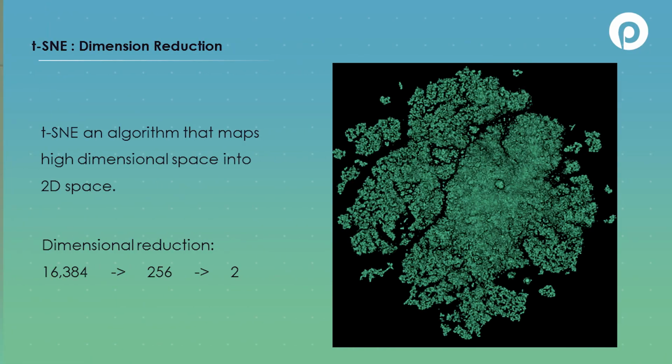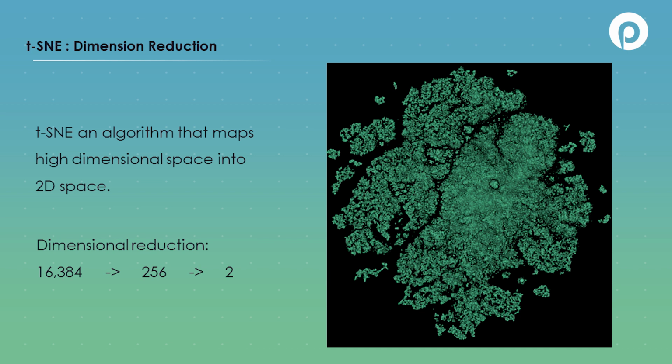But 256 is still a lot. We can't process it within our heads, so I've used this t-SNE algorithm which further reduces the dimensions. So this is 2D space, and all possessions that are similar in this high dimensional space will be in a similar position in 2 dimensions. So we've now got these possession sequences down to just 2 dimensions.